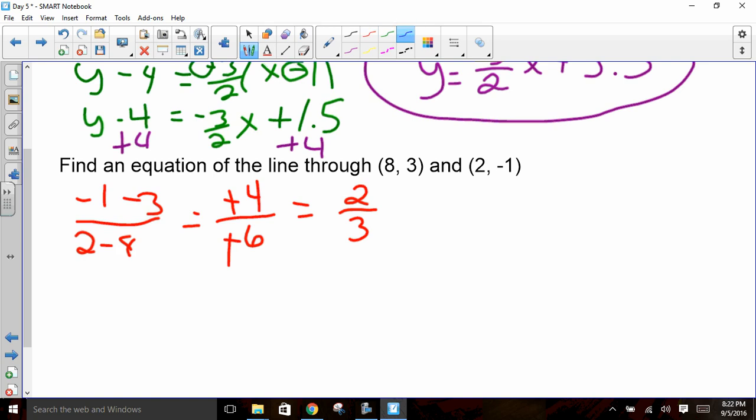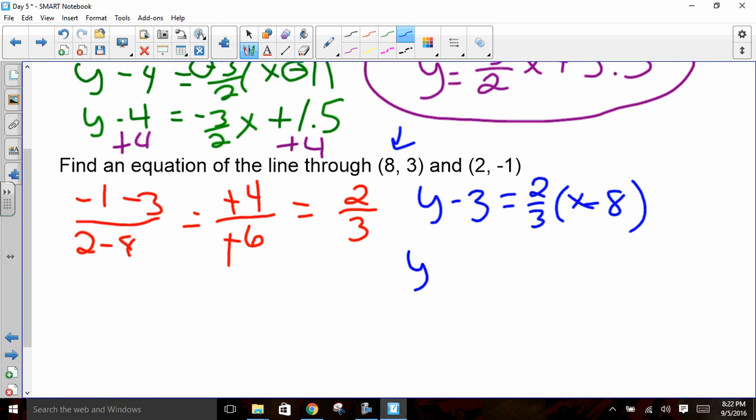Okay, so then I'm going to use my formula of y minus, again, I typically just pick the first one. Y minus 3 is equal to 2/3 x minus 8. So y minus 3 is equal to 2/3 x minus, now this gives me 5.33333333, and I know that 0.33333 is 1/3, so I'm just going to leave it as minus 5 1/3 because, again, don't really want to use decimals if I don't have to.